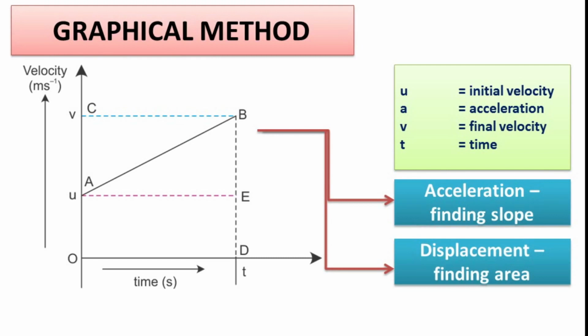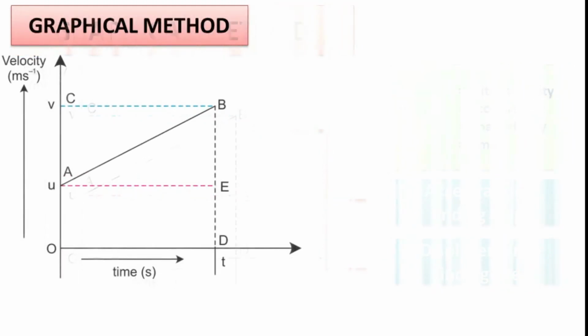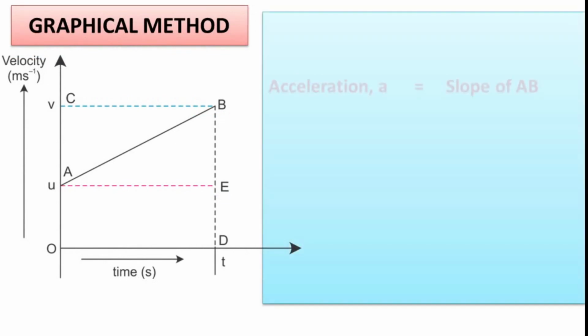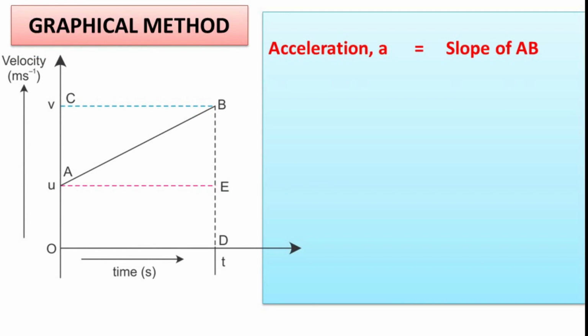So first let us find acceleration. We know acceleration a is equal to the slope of the line AB. You have already studied in the previous class how to find slope, so I am not explaining what slope is. Directly let us find it out.